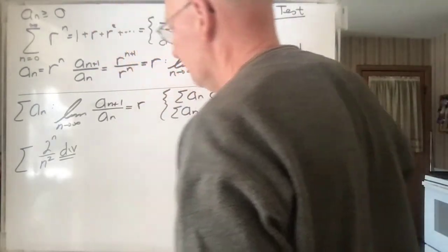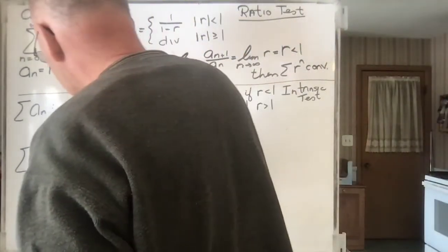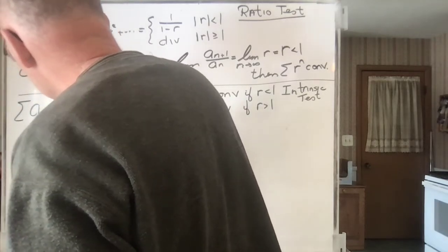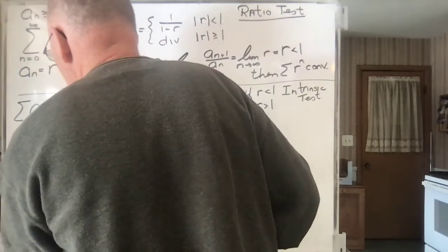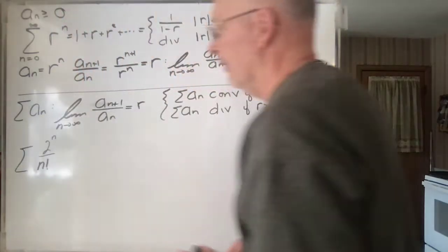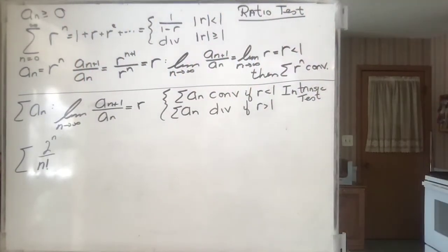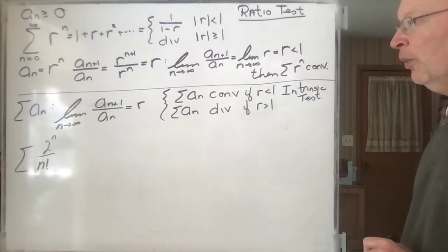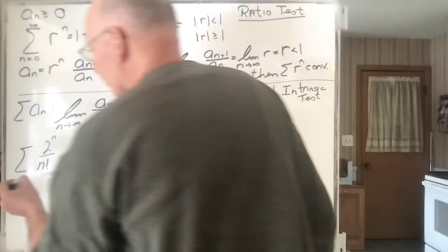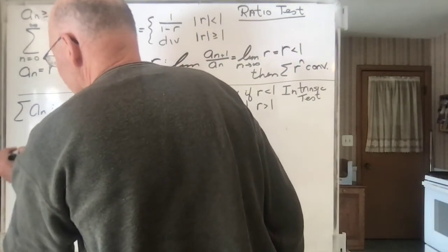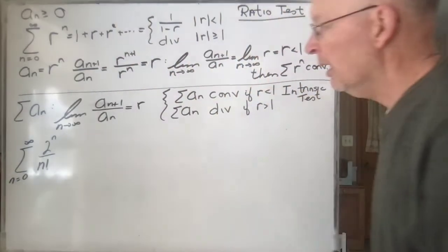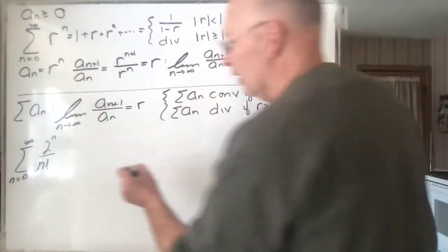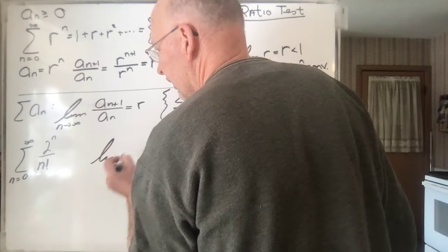Okay, so there's that one. Let's change the bottom here and make this n factorial. Okay, n factorial. By the way, 0 factorial is defined to be 1. So this one I could start with 0 here. Okay, so let's do it again. Here we go. As I say, these are kind of fun.